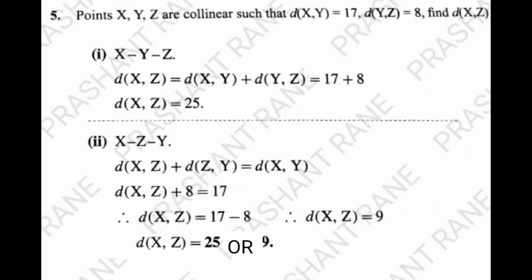Second possibility, X-Z-Y, that is point Z lies between point X and point Y. So in this case, distance XZ plus distance ZY is equal to distance XY. So distance XZ plus 8 is equal to 17. So distance XZ is equal to 17 minus 8, and therefore distance XZ is equal to 9. The possible values are 25 or 9 units.